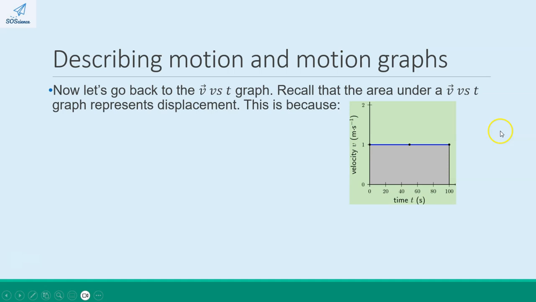Now, let's go back to our velocity time graph, where Tammy walked for 100 seconds at 1 meter per second. Now, if we calculate the area under the velocity time graph, then we will be able to work out Tammy's displacement. How many meters has Tammy covered? Mathematically, that's because velocity is position divided by time. So we may rearrange this formula to say that position is velocity times time.